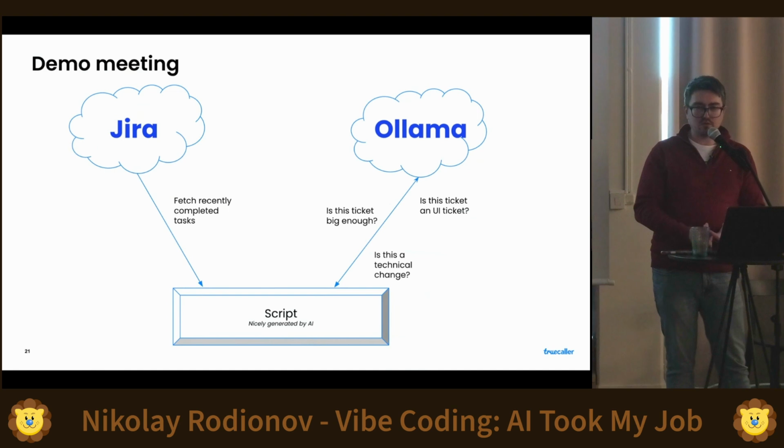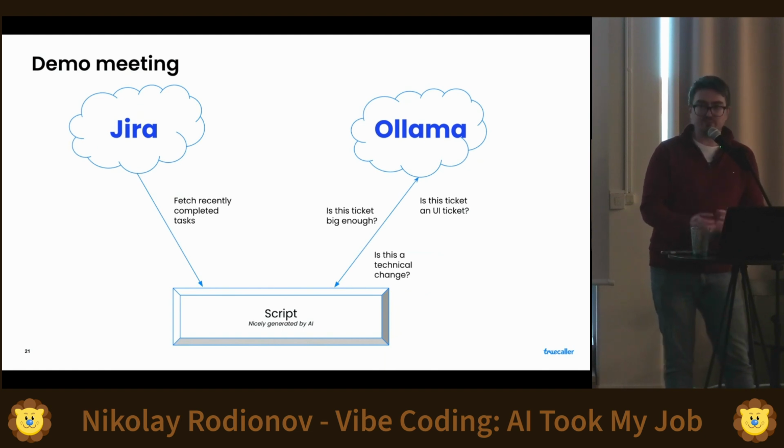I tried local LLM models through Ollama, one of the tools that allow you to set up a local model and also set up a local server that you can communicate with this local model. So I'm fetching tickets from JIRA that were recently completed and ask Ollama, is this a UI ticket? Is this ticket big enough to be presented? Is this a technical change or not? As you see, I don't ask Ollama, can I present this ticket in demo? Because it will just assume something and will try to convince me.